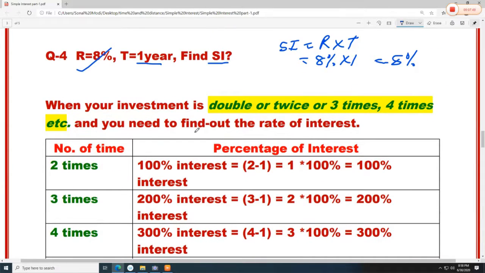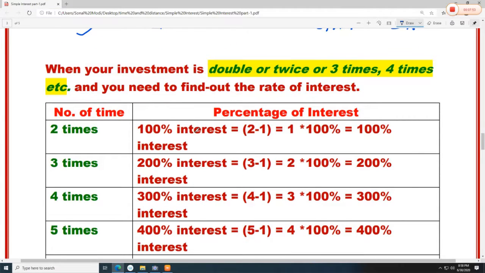When your investment is doubled, or 3 times, 4 times, and you need to find out the rate of interest. Many times in an example, you will be given information that your investment will get double or 2 times, or sometimes 3 times, 4 times, 5 times, 1.5 times, 2.5 times. In that situation you have to find out what is the percentage of interest. So 2 times means it is 100%. Now how are we calculating the 100%?